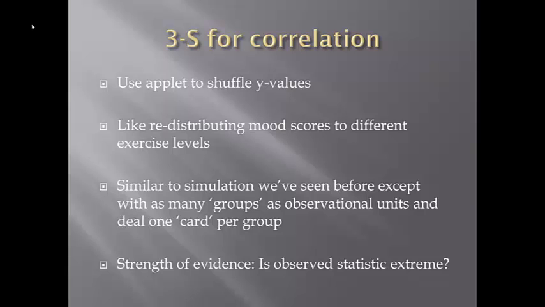In fact, you often have as many values for the explanatory variable as you have observational units. We can follow the similar strategy, though, in that we can take each response variable value, mix it up, and redistribute it to each person because each person acts like their own group. Let's see how this works in the applet.